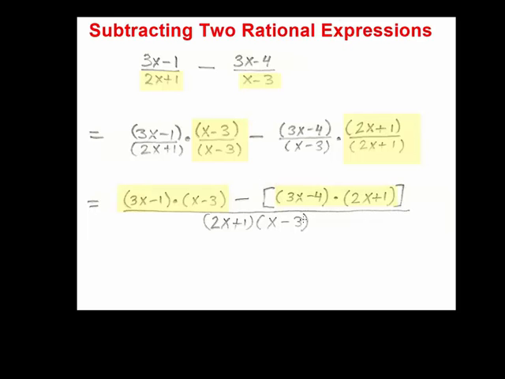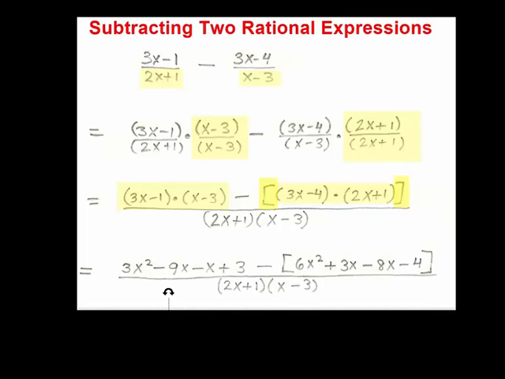And notice what I've done here. I inserted some square brackets around the second product because we're subtracting it. If you don't do this type of thing, chances are you're going to make a sign error when you combine like terms. So this is a great thing to remember.